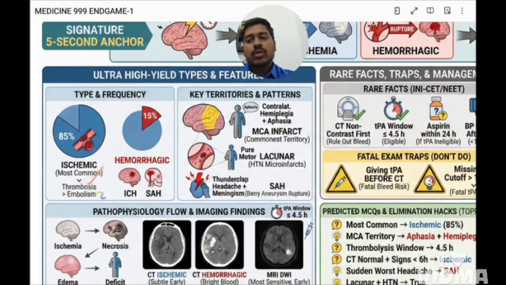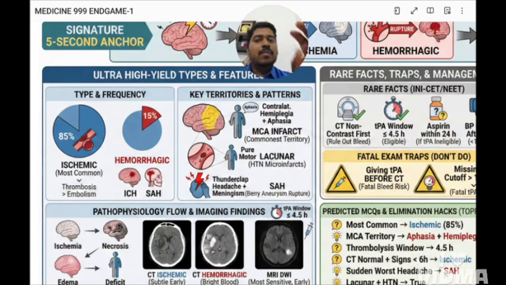Out of the total 100% of strokes, 80% are ischemic strokes, which is most common. There are two types: thrombotic stroke and embolic stroke. Embolic means a thrombus formed somewhere else is carried to the brain. Thrombotic stroke is more common than embolic stroke. This constitutes a total of 85%, and the remaining 15% is hemorrhagic stroke, of which the common ones are intracranial hemorrhage and subarachnoid hemorrhage.